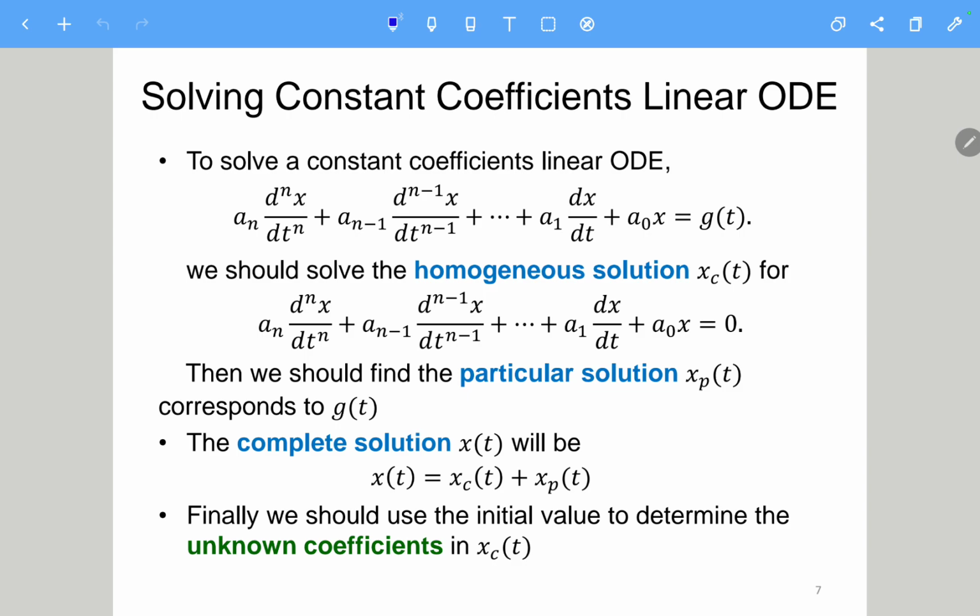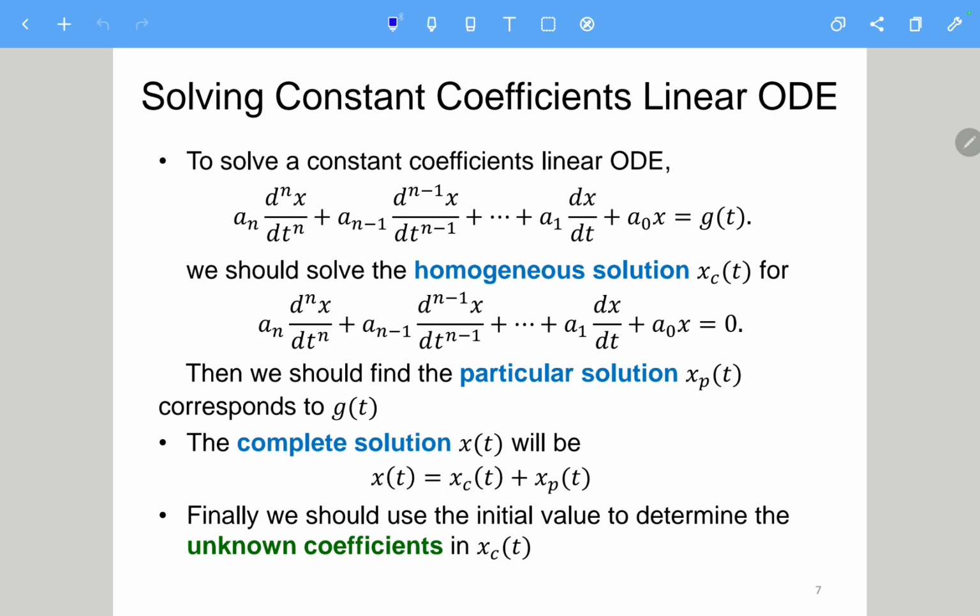So here it says to solve a constant coefficient linear ODE, we should solve the homogeneous solution, and then solve the particular solution, and then finally we can get the complete solution. We have three steps, just like someone asks you how to put an elephant in the refrigerator. There are three steps: you open the door, put the elephant in, and close the door. Here we have three steps also.